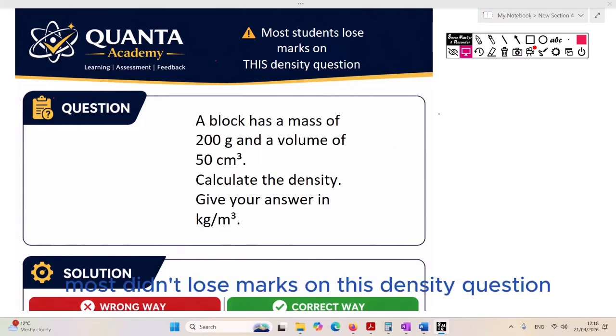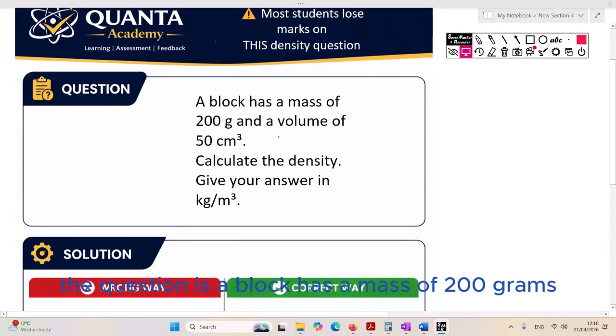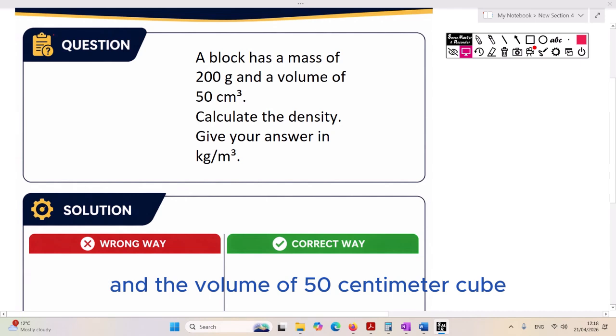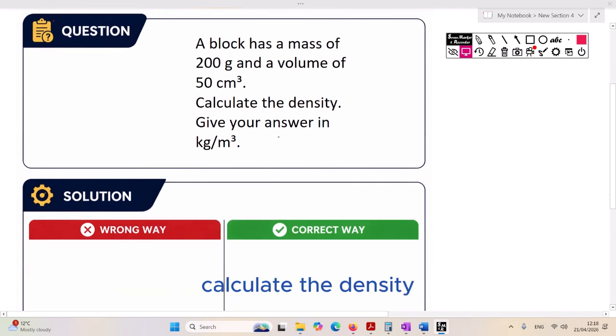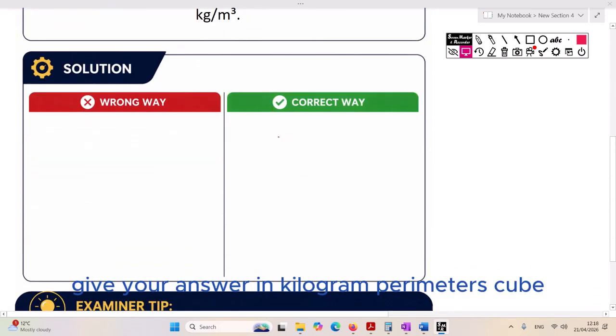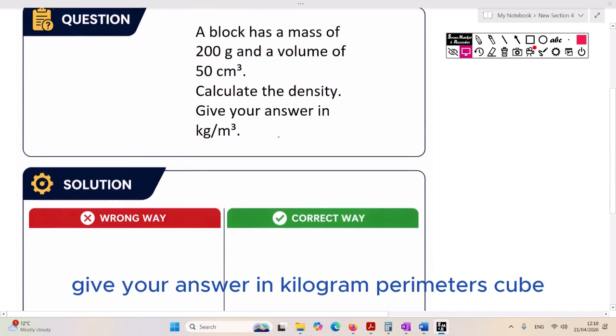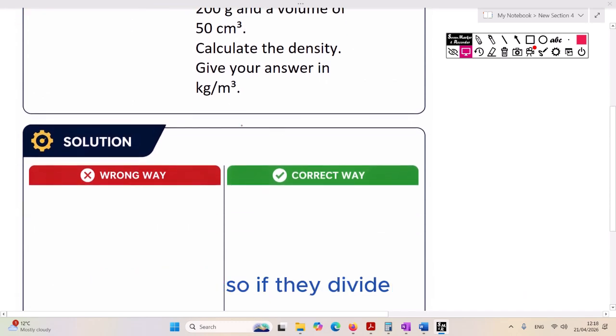Most students lose marks on this density question. The question is, a block has a mass of 200 gram and a volume of 50 centimeter cube. Calculate the density, give your answer in kilogram per meter cube.